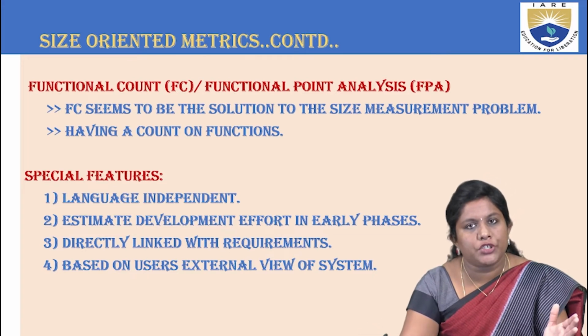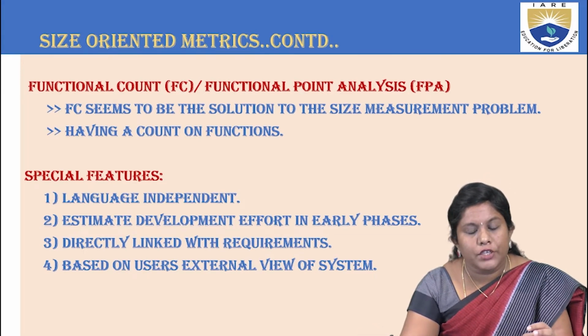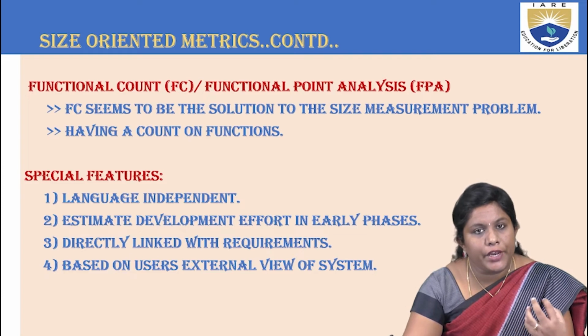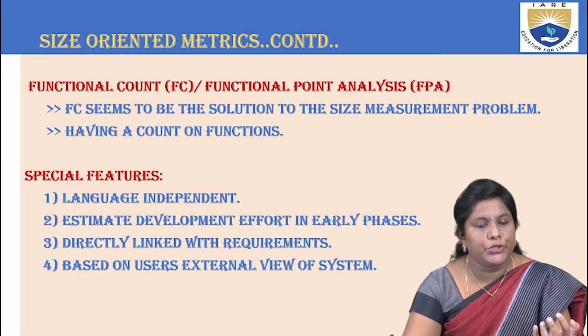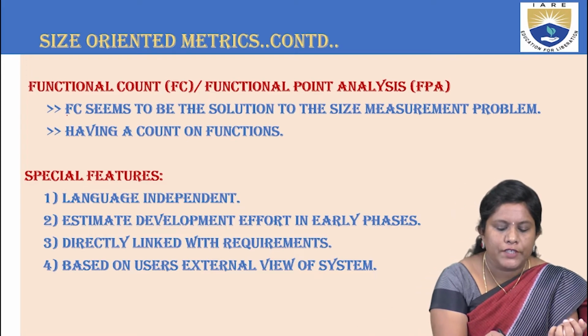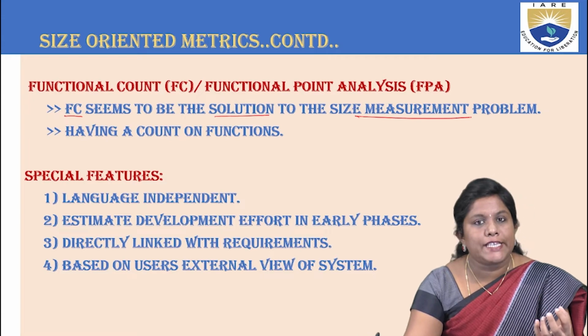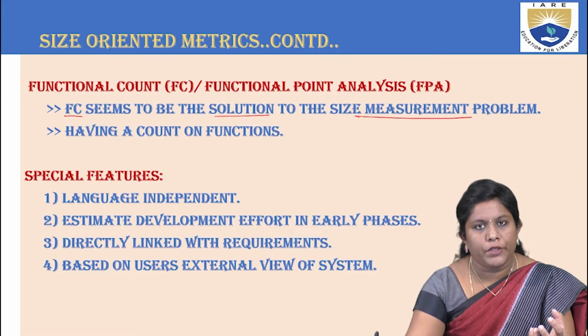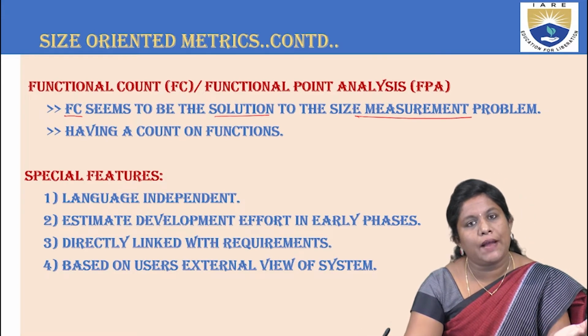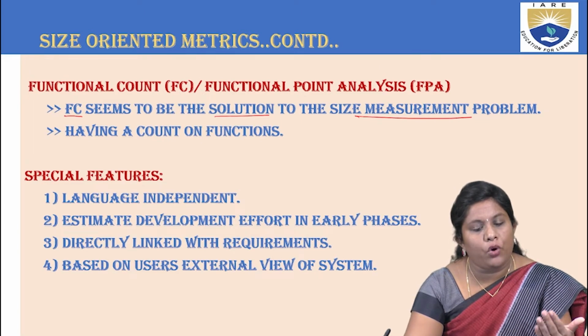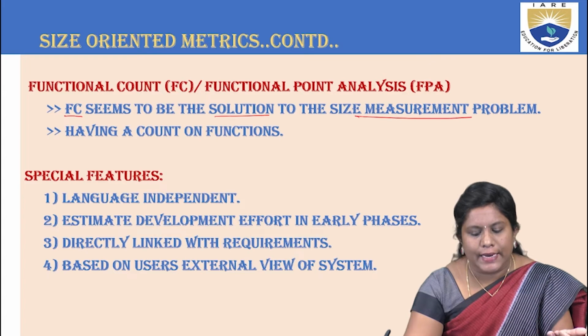So what is this functional count talking about? Functional count is actually trying to provide us a solution of how to measure a particular problem. So FC is actually a solution for the size measurement of any problem. So the first step is the lines of code. Then our focus is on the FPA or FC. FPA is nothing but functional point analysis.